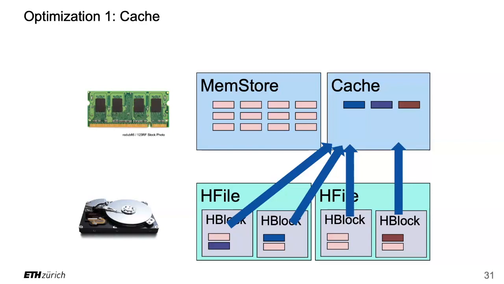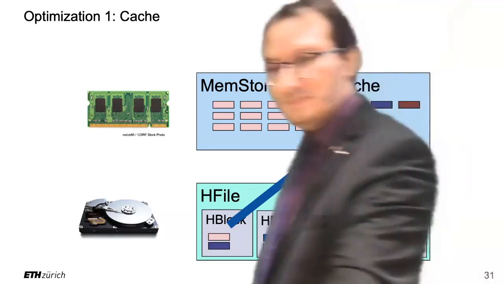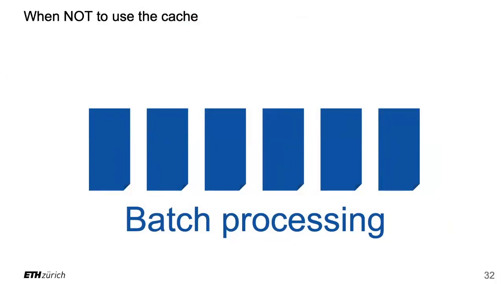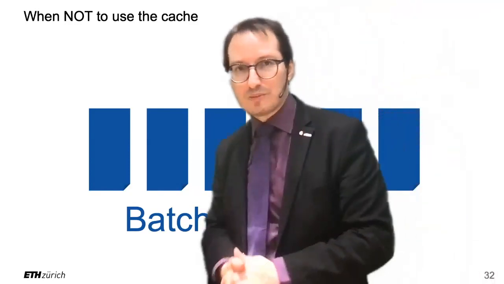All right, so let me continue. What I've just described is basically batch processing. We've just seen batch processing in the sense that the batches are the HFiles, right? It's just sorted lists of key values. We don't manipulate them one by one, except in memory, we just batch process.